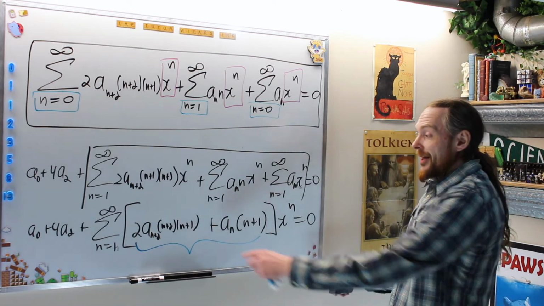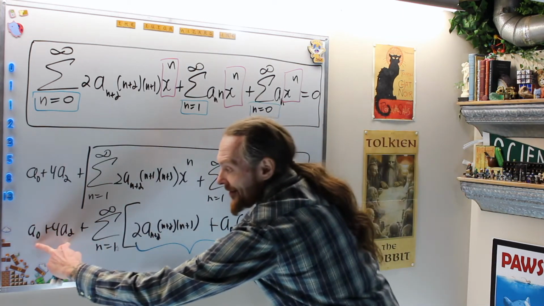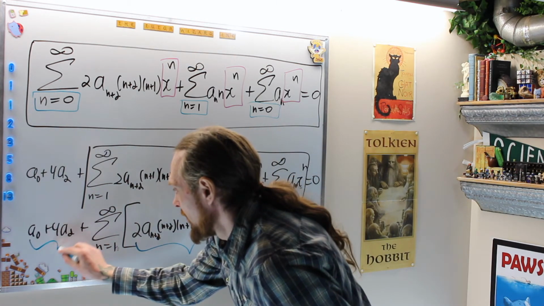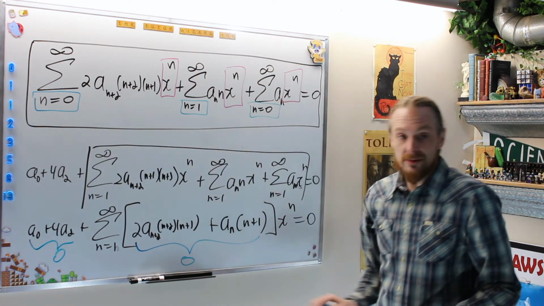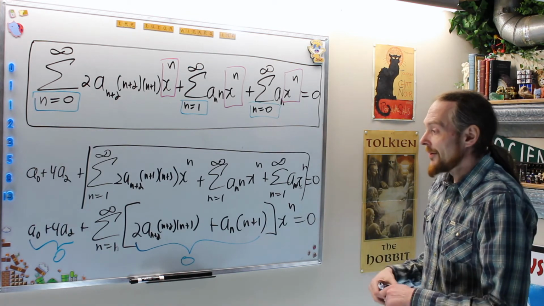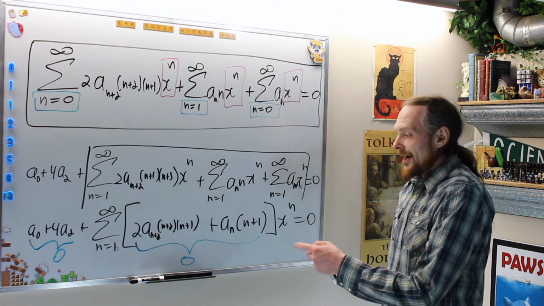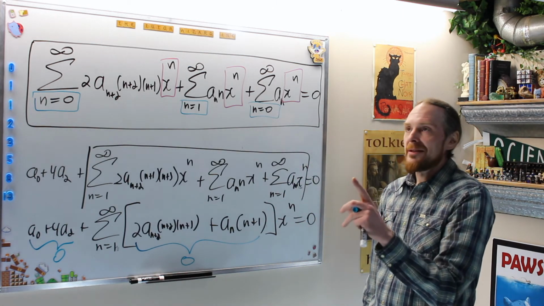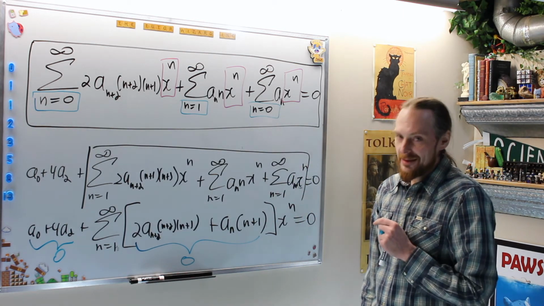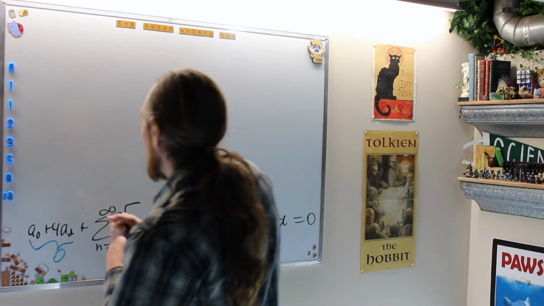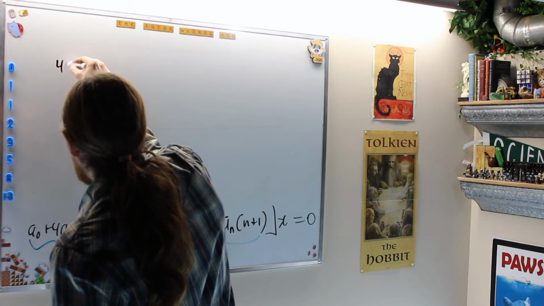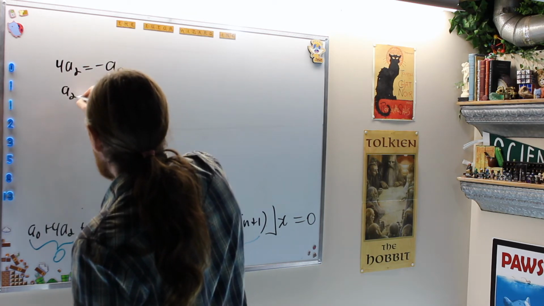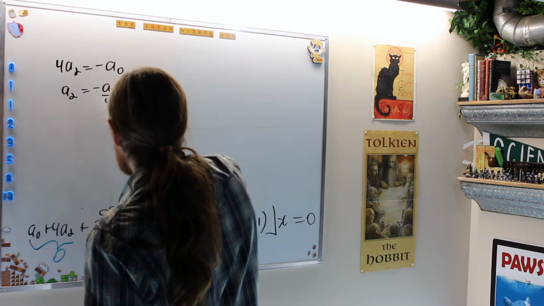So what does this say now? From this statement, all of these are 0 and this is 0. So this is 0 and all of those are 0 for every n. Let's write that out. Also, when I write that out, I'm going to switch from n to a variable k, because something weird is also going to happen now, which really is going to hurt your brain with indices. So I have 4a2 is negative a0, or a2 is negative a0 over 4.